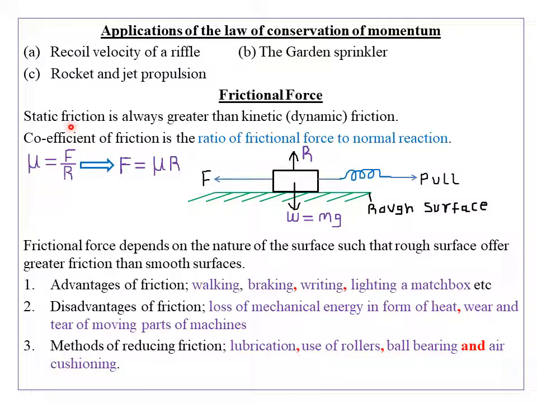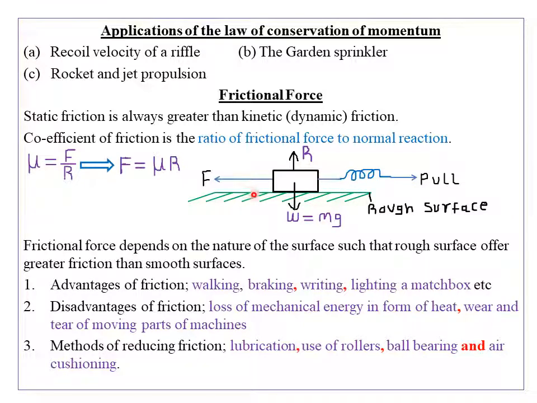However, kinetic friction is the frictional force acting between two surfaces which are in contact and which are in relative motion. Whenever we have two bodies or two surfaces which are in contact with each other and which are moving relative to each other, for example, one of the surfaces is moving relative to the other surface.